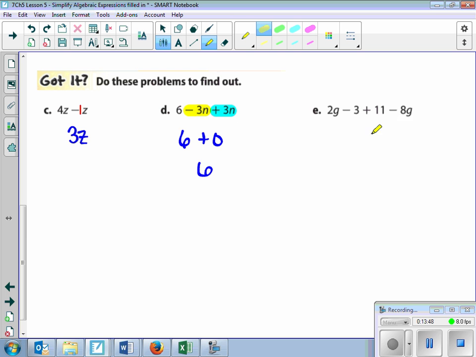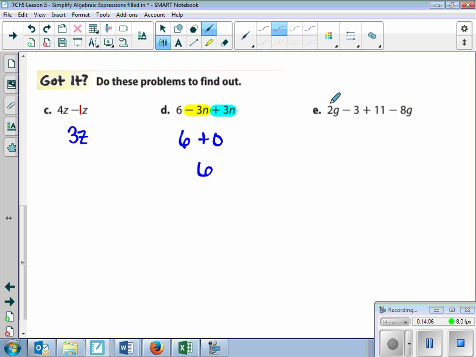So we have 2g minus 3 plus 11 minus 8g. The like terms are 2g and 8g. Oh, you know what? I'm going to do this the way if you guys don't have highlighters, okay?